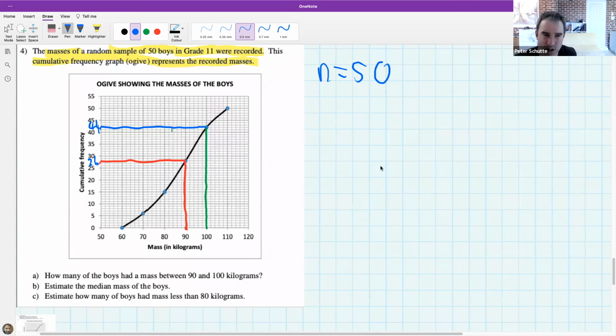Does anybody have an idea about how we could work this out? Because I've given you two things. There's 26 students who weigh 90 or less. There's 44 students who weigh 100 or less. How many weigh between 90 and 100? Who has an idea? I'd love to hear a human voice if you're feeling brave enough. Otherwise, I want to get a sense of how you worked it out.